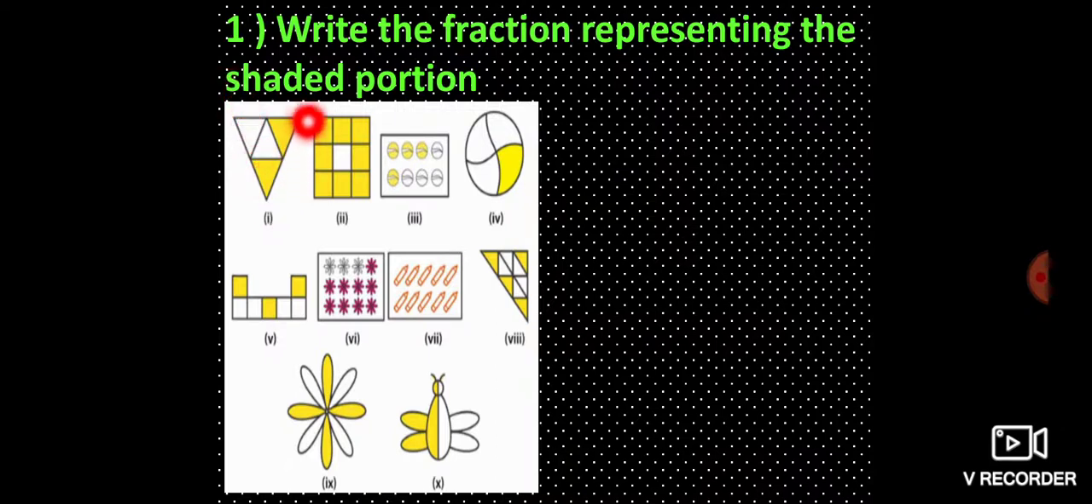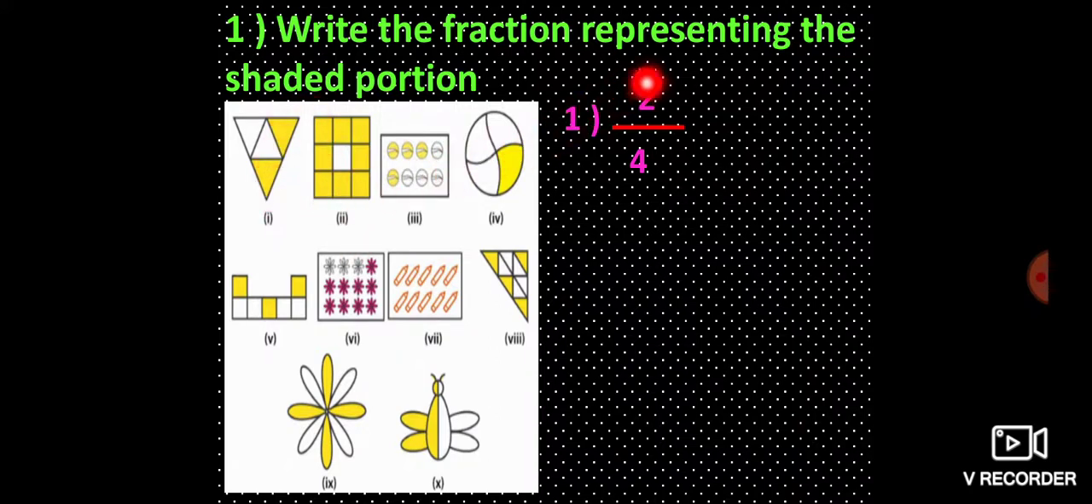First question is a triangle. Out of this bigger triangle, so many smaller triangles are there. We can count 1, 2, 3, 4. Total 4 triangles inside the bigger one. Out of these 4 triangles, only 2 triangles are shaded. Then we have to write the fraction of the first figure like this: 2 by 4.